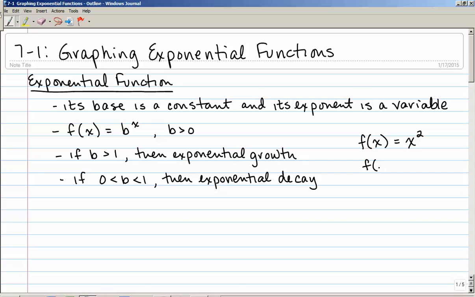For an exponential function, your base is going to be a number and your exponent is going to be a variable. So x, the number that changes, is going to be up here in the exponent. This is the form: f of x equals b to the x, where b is a number greater than 0. If b is greater than 1, then we're going to have exponential growth. In other words, the graph will increase very fast. If b is a number between 0 and 1, then we'll have exponential decay. In other words, the graph will drop off very quickly.